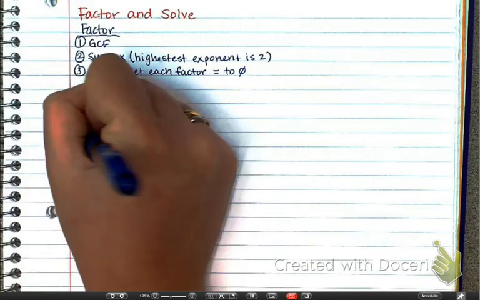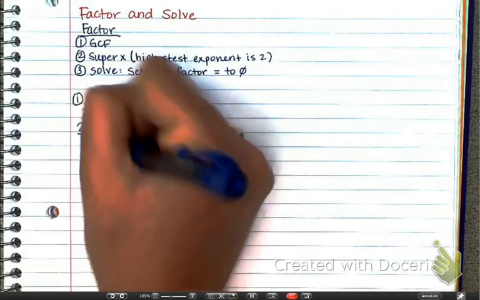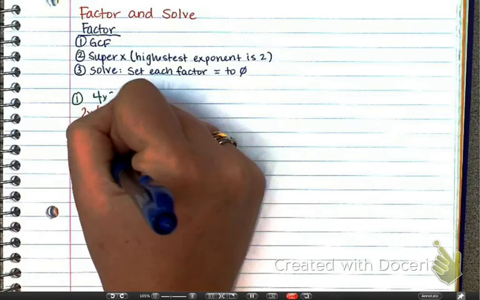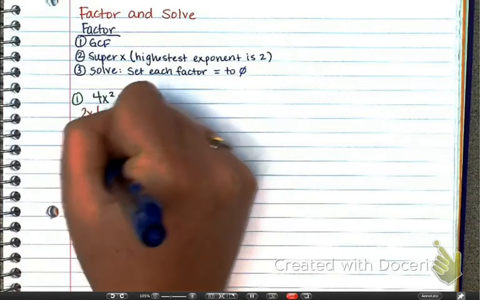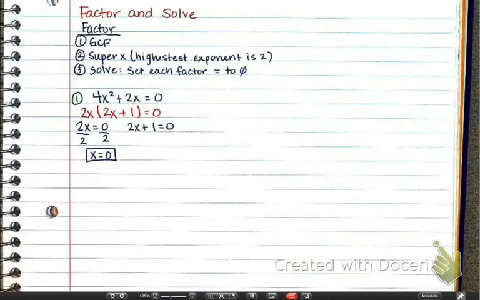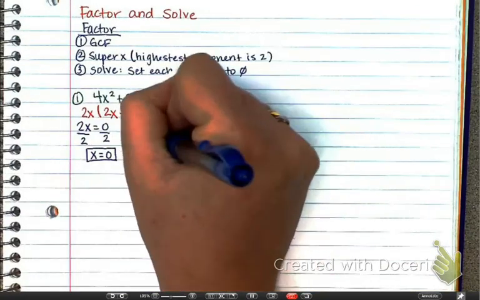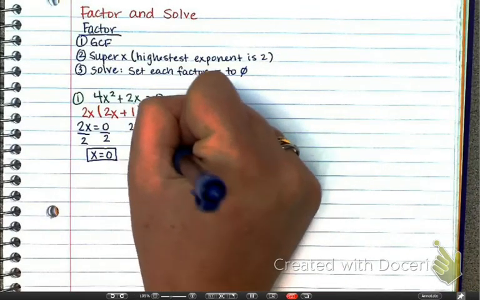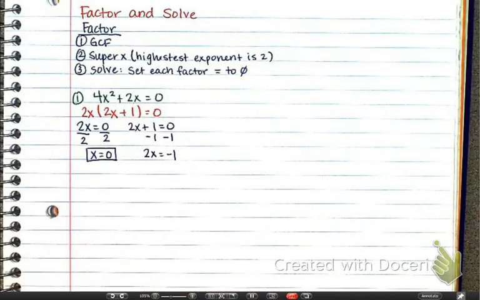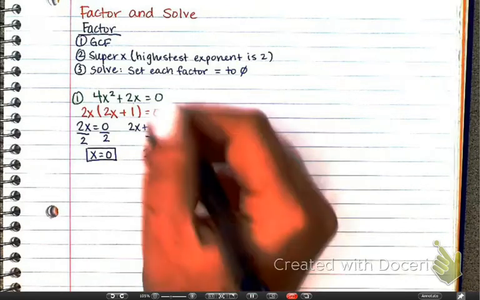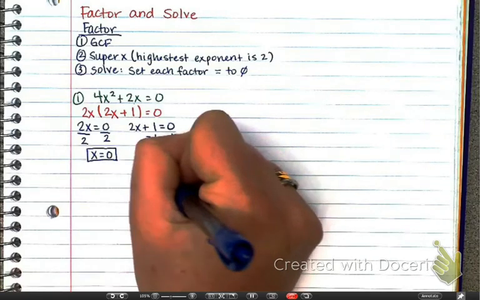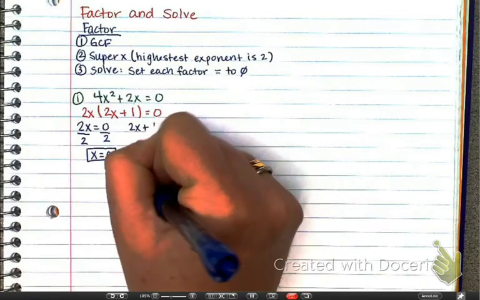When you divide by 2, what's 0 divided by 2? 0. And then I'm going to subtract 1. So 2x equals negative 1. Divide by 2. X equals negative 1/2.